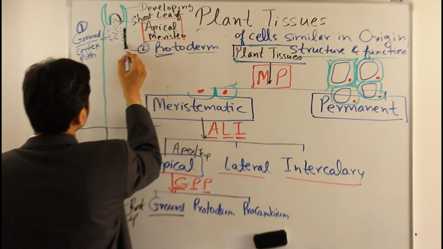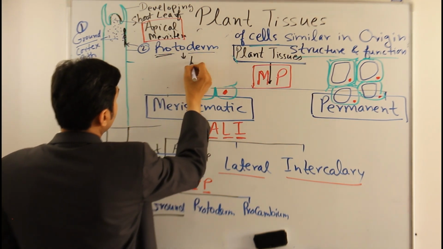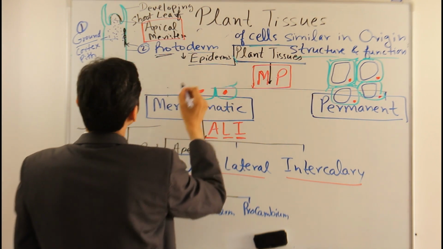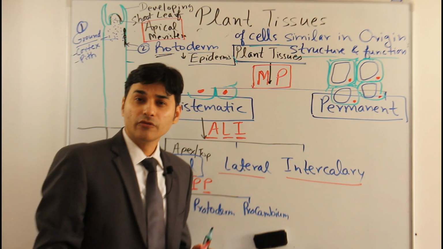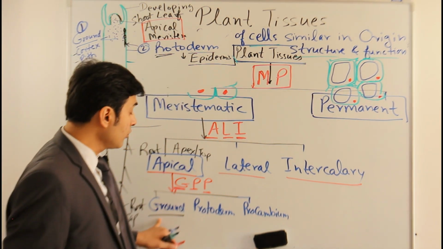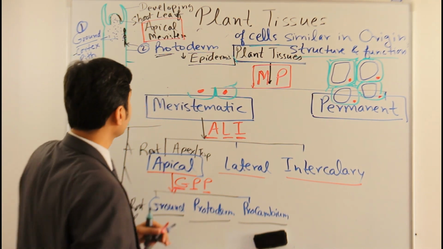Protoderm, these are the protoderm. So protoderm will give rise to epidermis. Ground will give rise to cortex and pith, and protoderm will give rise to epidermis. So GPP: ground, protoderm and ProCambium. The next one is ProCambium.